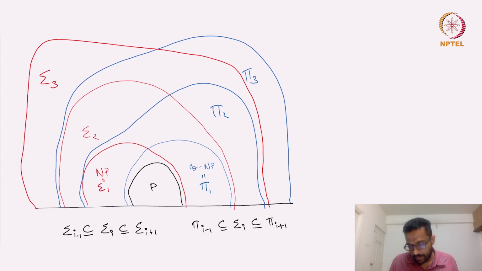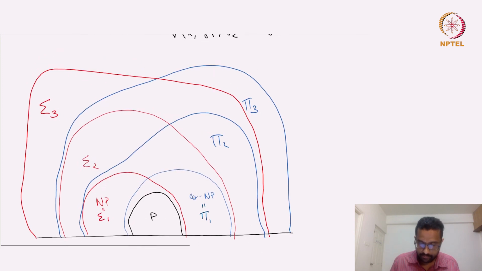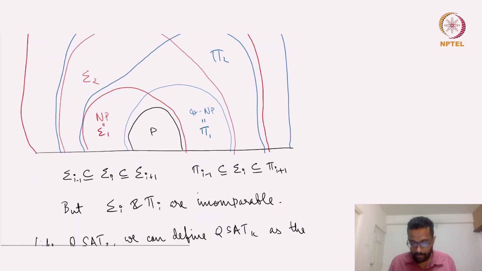So you can see how these classes line up, or at least as far as we know now. P is contained inside sigma 1 and pi 1, which are not comparable. P, NP and co-NP are all contained in sigma 2 as well as pi 2, but they are not comparable. All of these classes, P, NP, co-NP, sigma 2, pi 2, are all contained in sigma 3 and pi 3, but they are not comparable. And we can draw another layer like sigma 4, pi 4. They will contain all of these, but we will not be able to say one is contained inside the other.